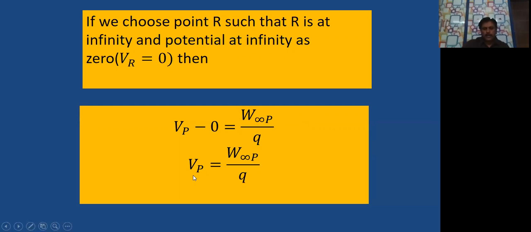So I can tell now clearly that Vp, what is Vp? I told you, the potential at the point P. The potential at the point P is equal to the work done per unit charge in moving the unit positive charge from infinity to the point P. So this is the definition for potential at the point P.